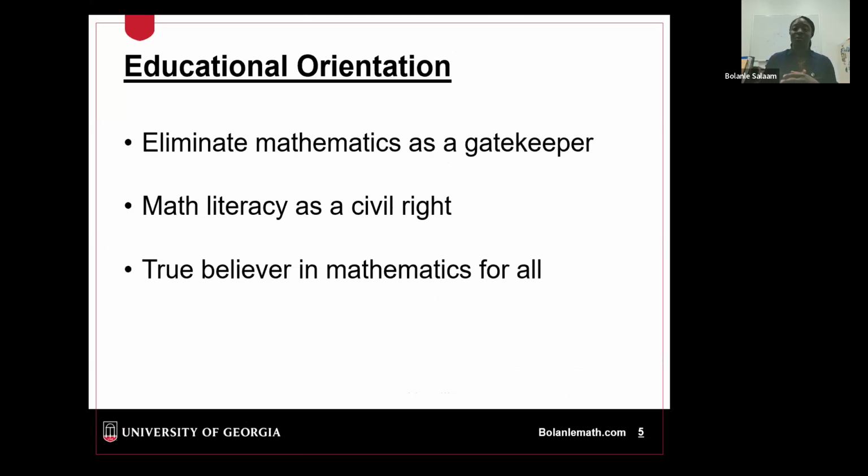Okay, so my orientation as an educator is that my goal is to eliminate mathematics as a gatekeeper. I see mathematical literacy as a civil right, and I am a true believer in mathematics for all. So whenever I am teaching, I am truly trying to get at the heart of what a student needs, which means that I have to consider their backgrounds before they came into my classroom, even if what I am trying to help them with is not actually the level of mathematics that I have been tasked to teach them. I would like to help their background mathematics as well so they can be successful in my course.